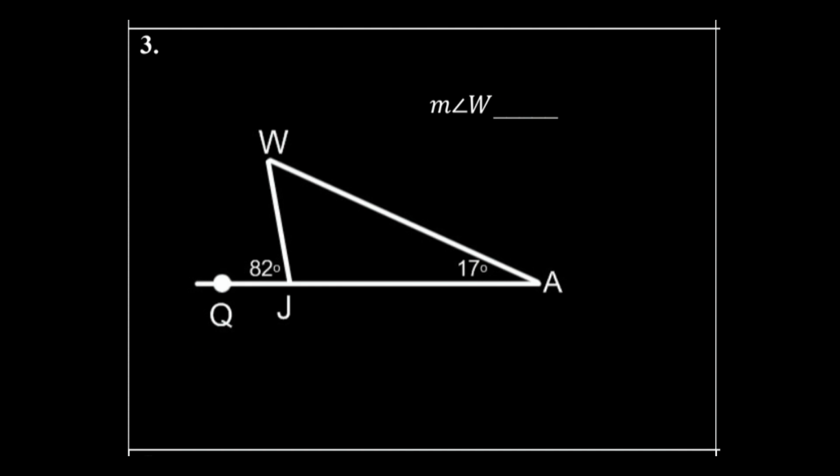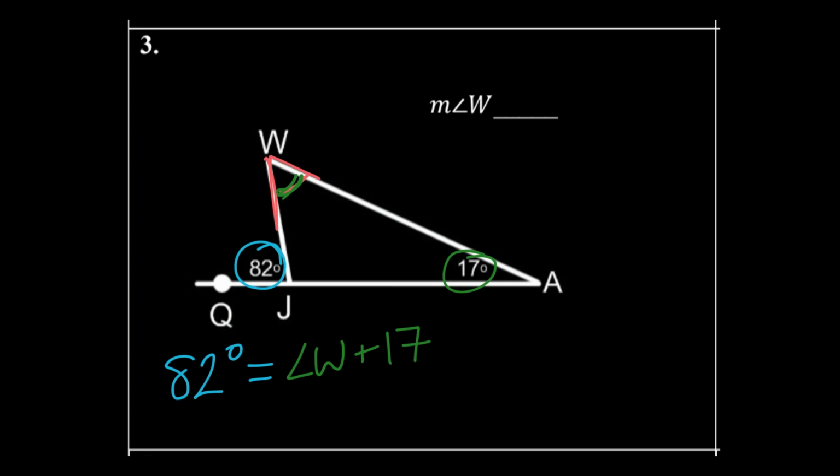Now, this example is slightly different, but again, nothing we can't handle. This time I'm finding the measure of angle W, which is this angle right here. Now, I know that my exterior angle, 82 degrees, has to equal the two angles that it does not touch. So angle W plus 17, because my exterior angle equals these other two interior angles added together.